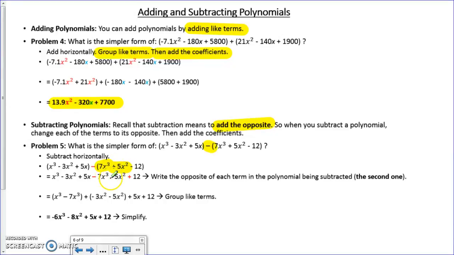That's going to change to minus 5x squared. And we have minus 12. That's going to change to plus 12. Right? The opposite of each term in the polynomial being subtracted, the second one. Then you just add the coefficients. So then it becomes an addition problem.